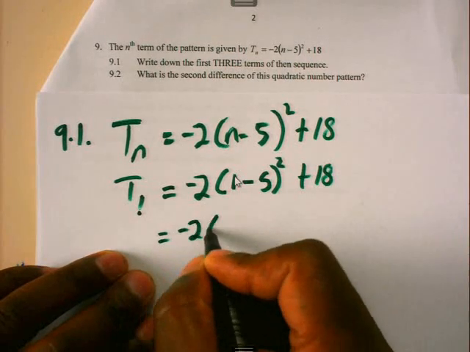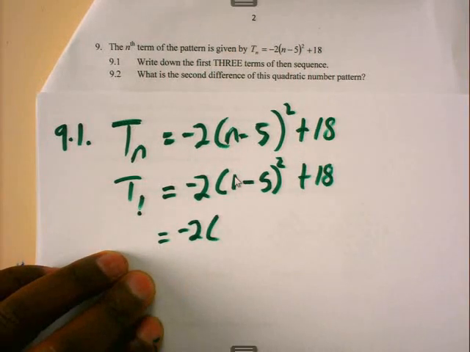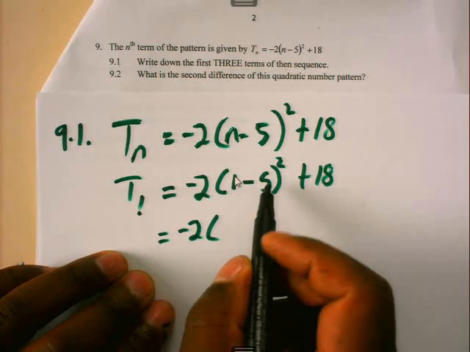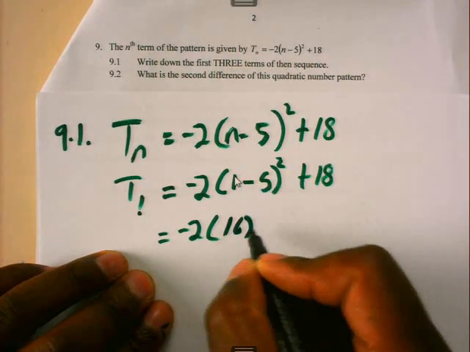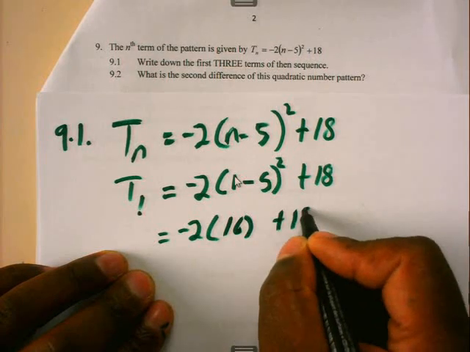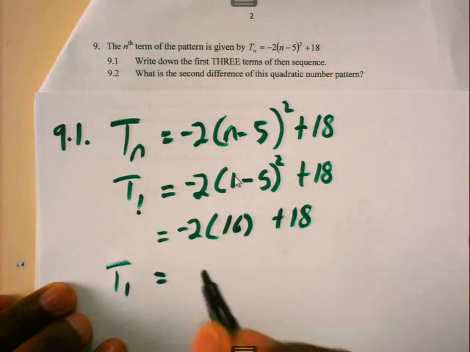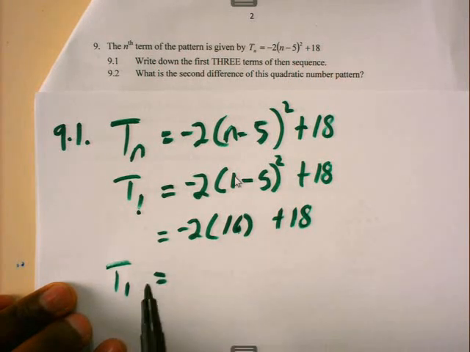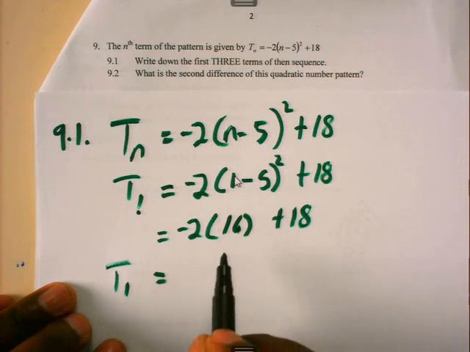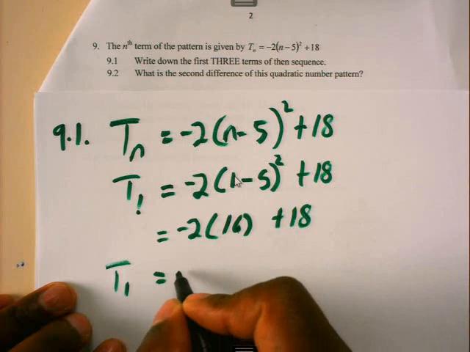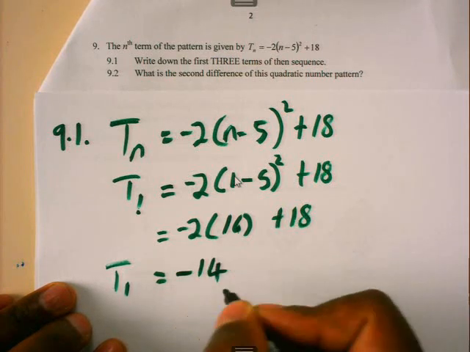Minus 2 times (1 minus 5) all squared, plus 18. Let's work it out with the aid of calculators. 1 minus 5 gives negative 4. Negative 4 squared is 16. Minus 2 multiplied by 16 will give you minus 32. Minus 32 plus 18 will then give you minus 14.